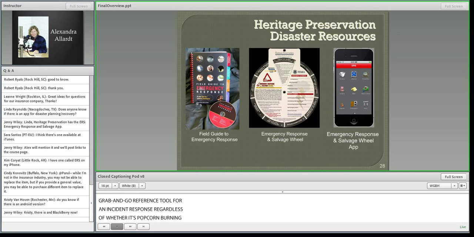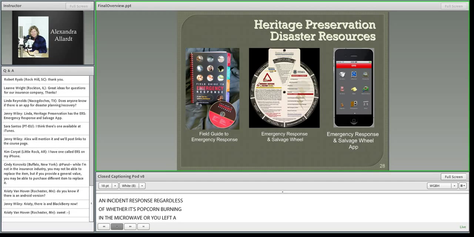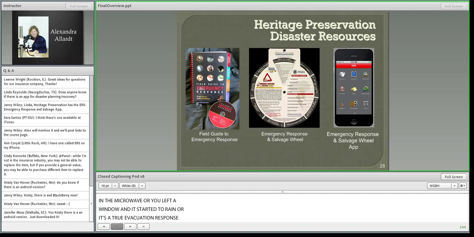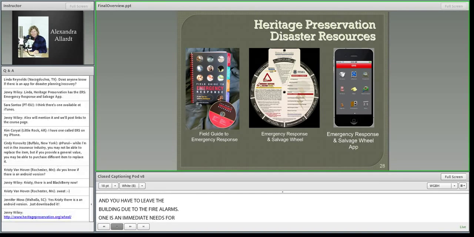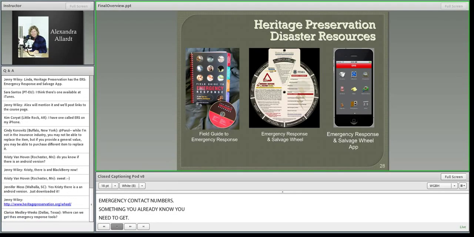One side addresses immediate needs for safety and evacuation with a space for emergency contact numbers, something you already know you need to get. And the other side has essential information on how to handle and triage a range of materials. It's also available as a free download for Apple devices running on iOS 5.1 and later. There's a free Android version that's now available through Google Play, and it's also available for BlackBerries.